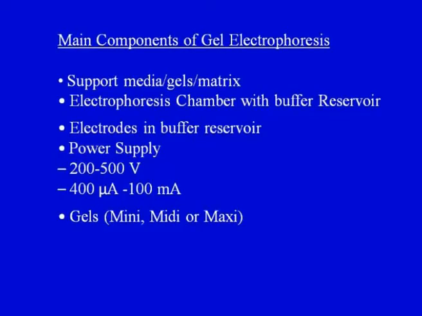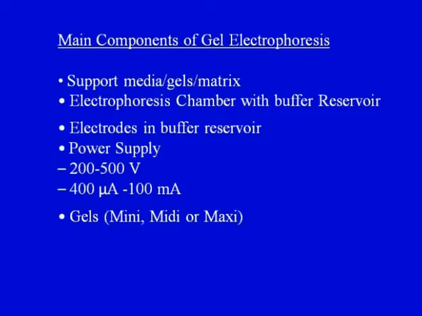In horizontal gel electrophoresis, the media used is agarose, and in vertical gel electrophoresis the media or support matrix used is polyacrylamide. All right. So, let us start with the main components of gel electrophoresis. Now, the main components, one, like we were discussing, the gels or the support media, or we can call it matrix, and as I said, the most widely used matrices are agarose and polyacrylamide.